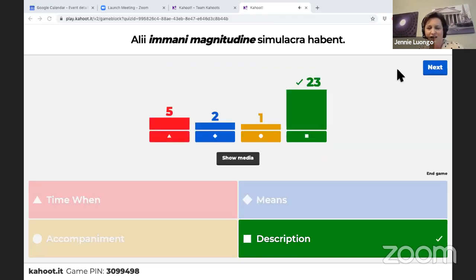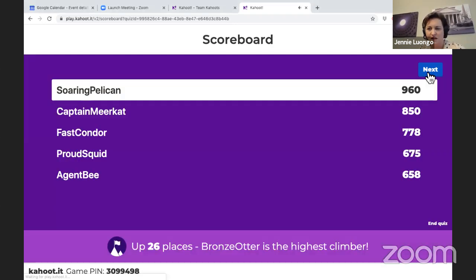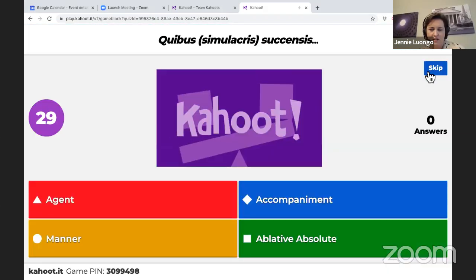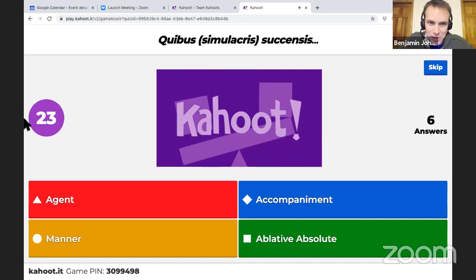All right, excellent. Lots more people got in on that one. Good job. This is description. So we've got two words and we can translate it as of immense size. So we'll move on to the next one. Quibus simulacris, implied here, sucensis. Two words, three words? Yeah, two, three words.